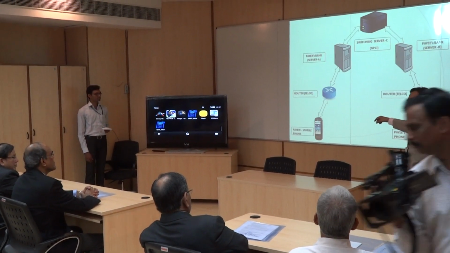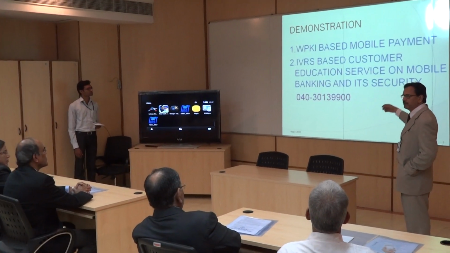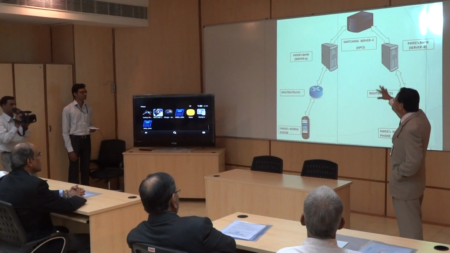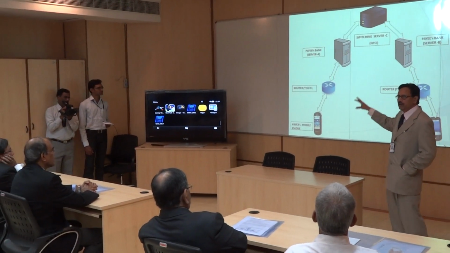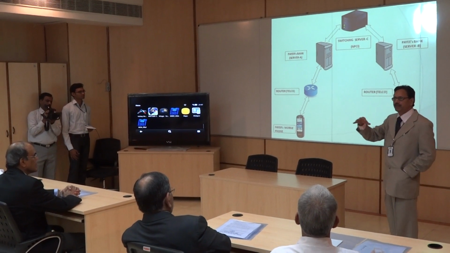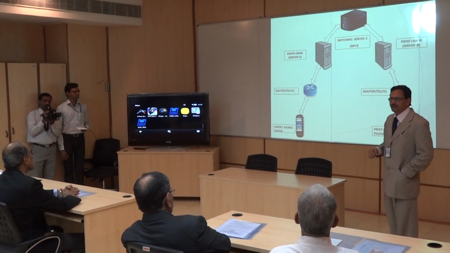So this is the number that is available with which it can be initiated. We will show that later on. Next. So this is basically the mobile banking architecture which has been implemented in India, but we are trying to replicate all that is available in this lab.